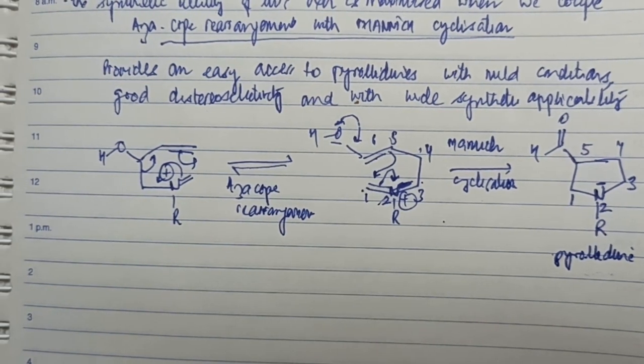So in today's lecture, we have discussed the examples of Cope rearrangement. We have talked about different types of Cope rearrangement, which include Claisen rearrangement, the Oxy-Cope rearrangement, the azacope rearrangement, and their synthetic applicabilities. In the next video, we'll be talking about the fluxional molecules and the ene reaction.